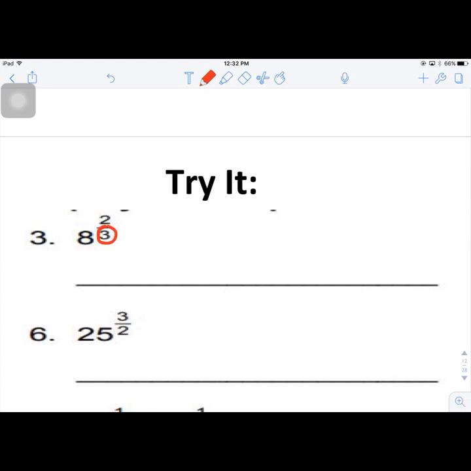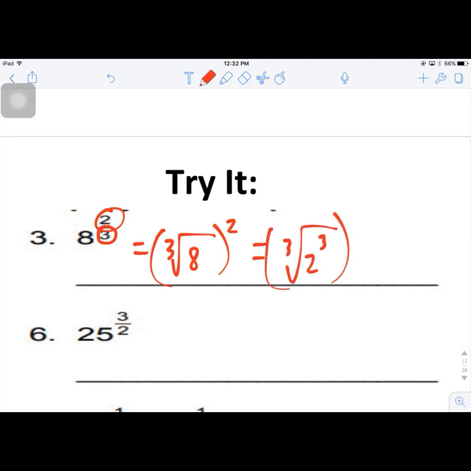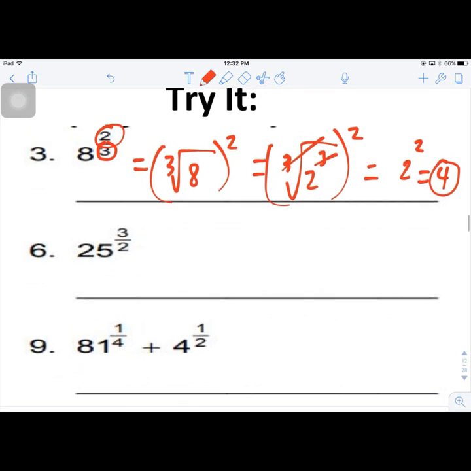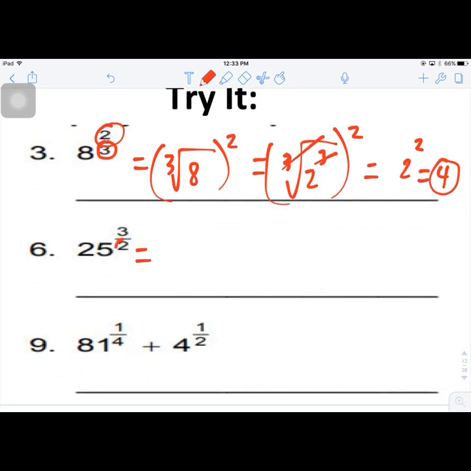Here we have the number on the bottom represents the root. So we have the cube root of 8. And then what's on top stays on top, so we still have a power outside. And we know that 8 is 2 to the third power. Let's rewrite that, and the power cancels out the root. We have 2 to the second power, which gives us a final answer of 4. These are Triad problems, so make sure you pause the video and try it first before you look at the answer.